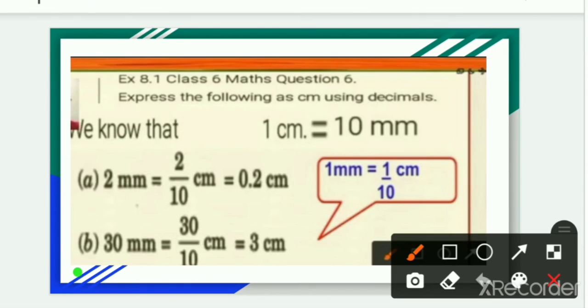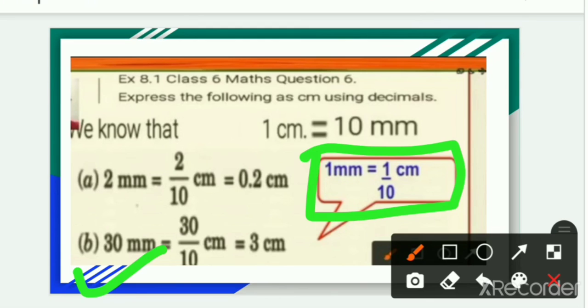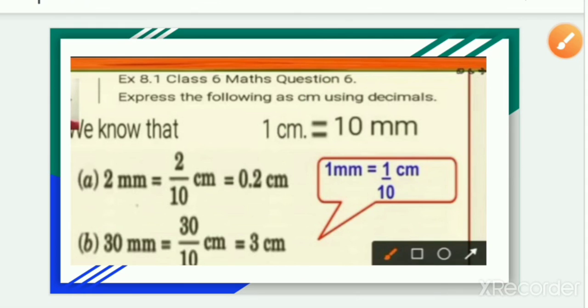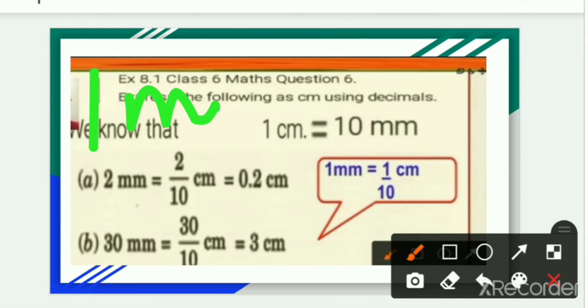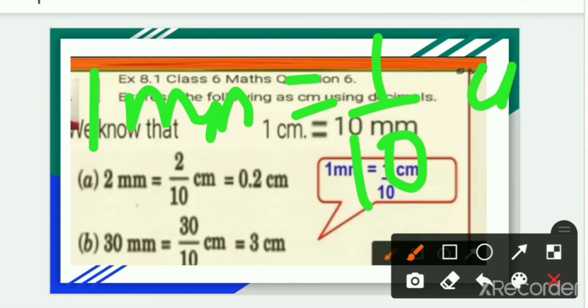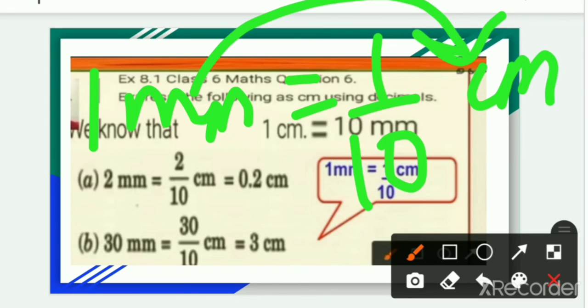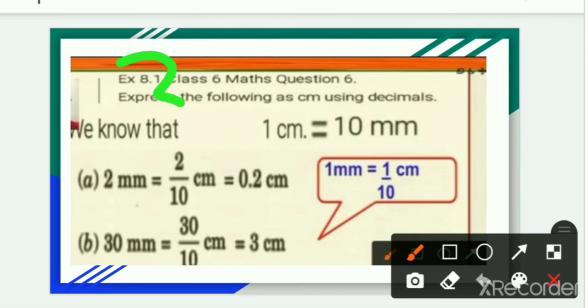Same way we have the B part. This is 30 mm. This is the formula: 1 millimeter is equal to 1 by 10 centimeter. We are going to convert this mm into centimeter. So we will divide the number by 10. We will have 30 by 10 centimeter. 0 and 0 cancel. Our answer will be 3 centimeter.